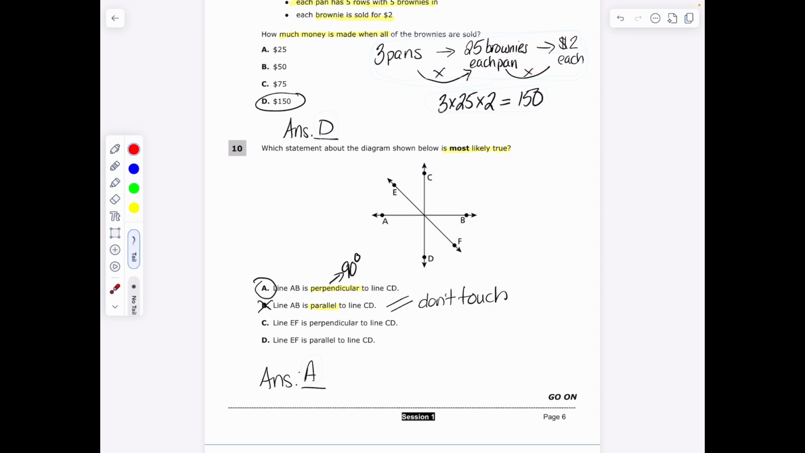For C, EF is perpendicular to CD. So here's EF and here's CD. These do intersect, but that's not a right angle. These are tiny angles here, bigger angles here. So no, not 90 degrees. And the last one, we have the word parallel again. Remember, that means they will never touch. And EF and CD, they intersect, so that cannot be it. All right, so hit pause and jot this one down in your notes. And those words should be ones that you can visually see and explain when you see them.